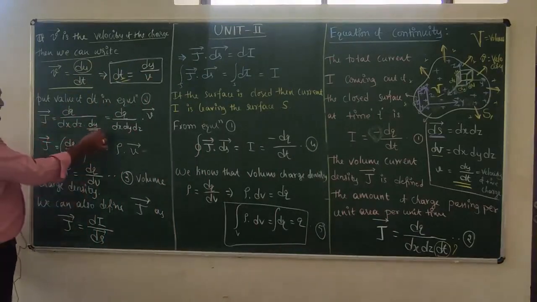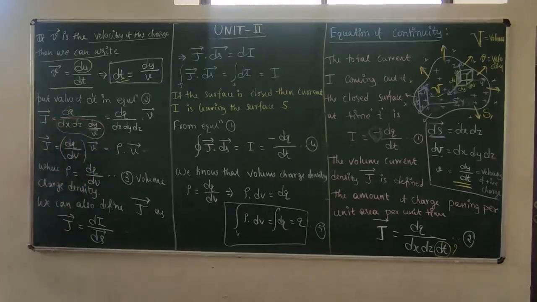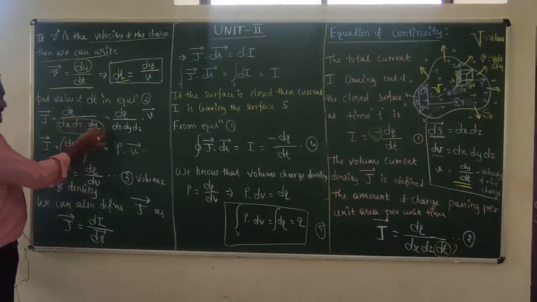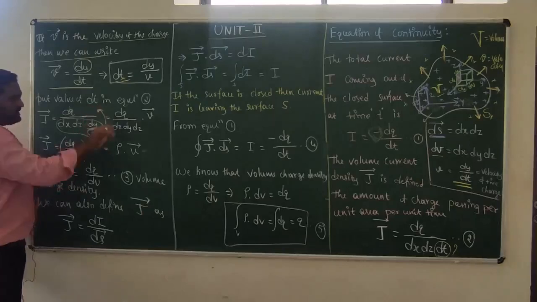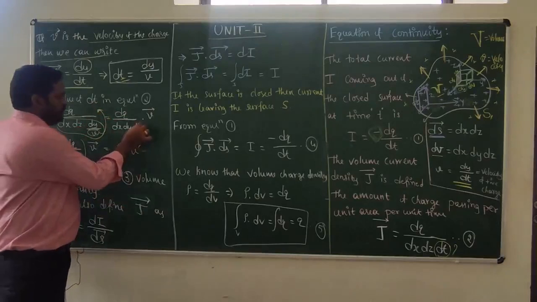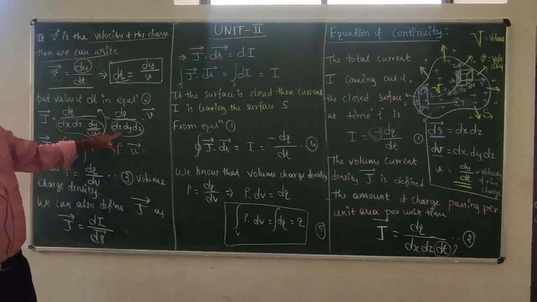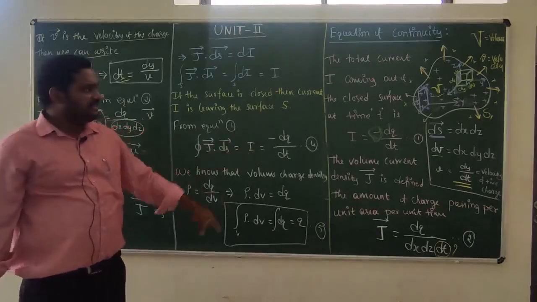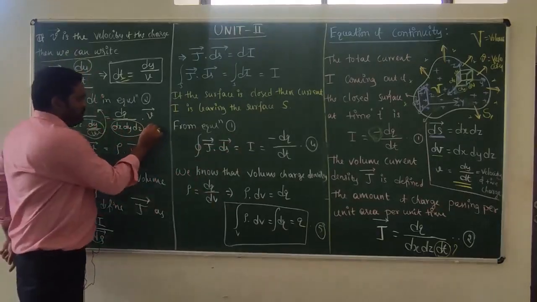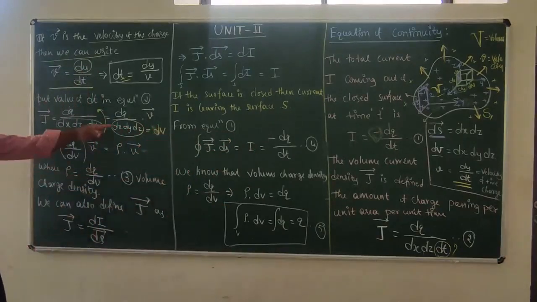So the denominator goes to the numerator, and we get dq divided by dx dy dz into v. What is dx dy dz? dx dy dz is equal to the volume dv. So write J is equal to dq by dv into v.